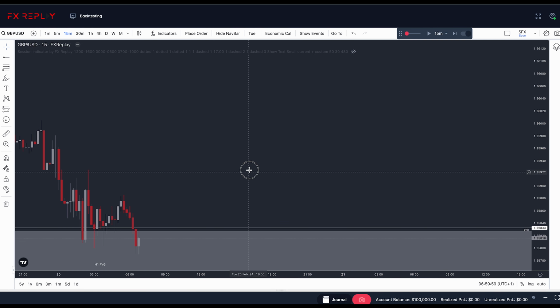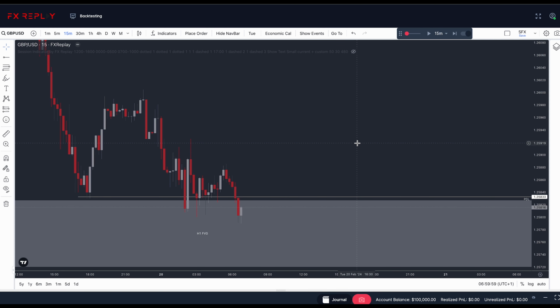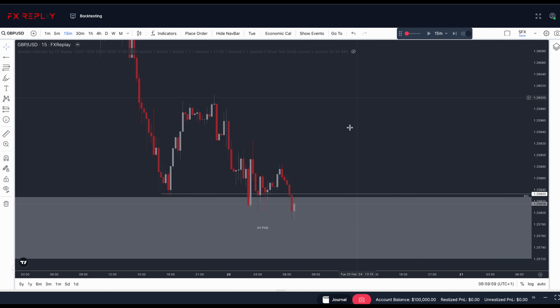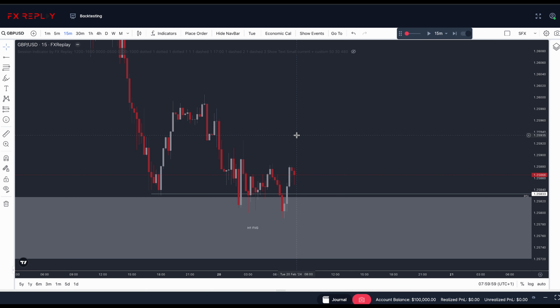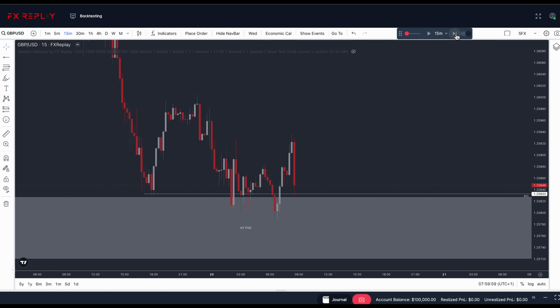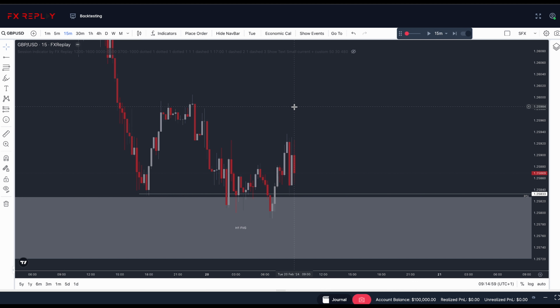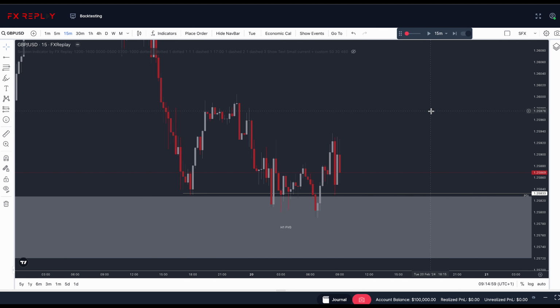So this is what I call a plus setup. I'm going to replay the chart a bit forward because this is like 6:45 a.m. We want to see the London Open first. Okay, let's see, 8:30. Let's move on. We have 9 a.m. So this is 9 a.m.